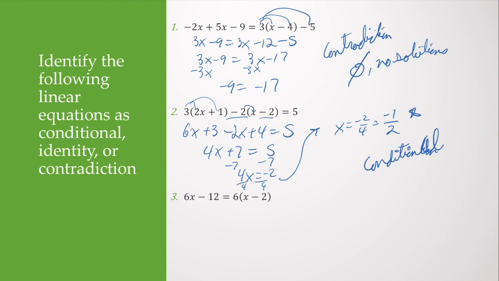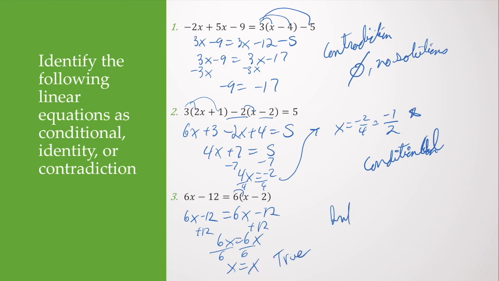Last but not least, I've got 6x minus 12, which I can't simplify any further, is 6x minus 12. I add 12 to both sides. I get 6x equals 6x. If I divide by 6, I get x is x. This is a true statement. So there are infinitely many solutions. And that means that this is an identity.